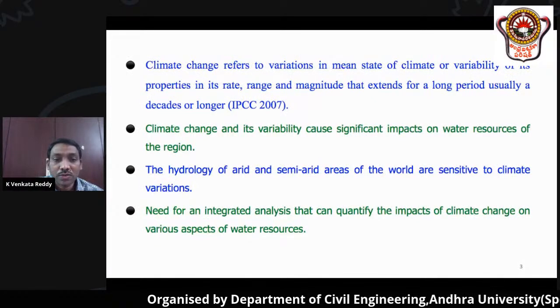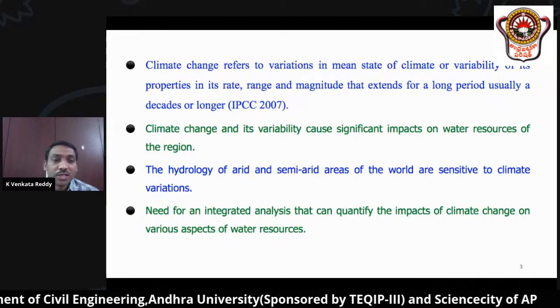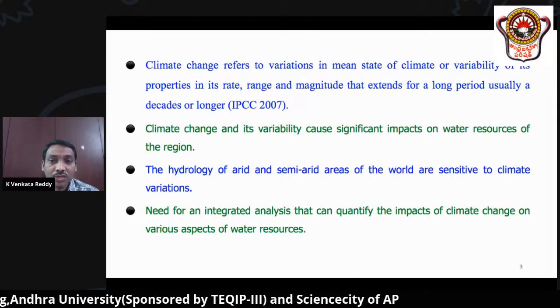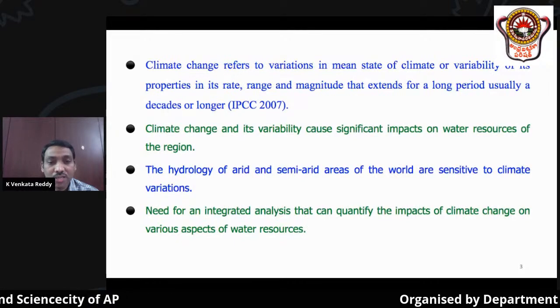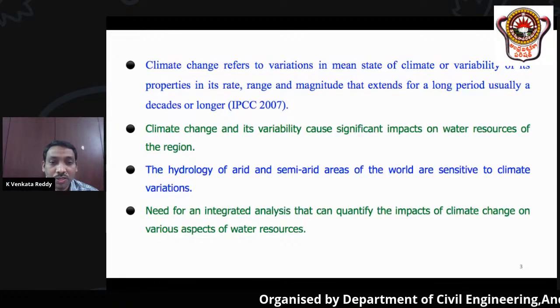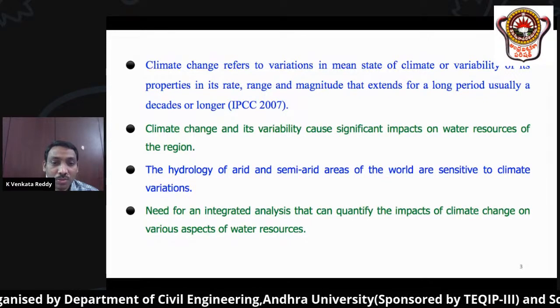So, climate change variability. As we saw, it is extending over a long period, the variation, whatever the variability is. So it is changing the existing conditions, like maybe a monsoon shift, maybe a rise in temperature, maybe a fall in temperature. Any of these things may prevail.